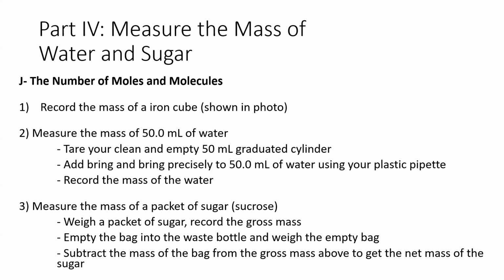So you can fill it very quickly at first, but as you get close to the 50.0 milliliter mark, use your plastic pipette to add the remaining amount of water dropwise so that you can get the perfect amount of water where the volume is reading exactly 50.0 milliliters. And then record the mass of the water in your data table.